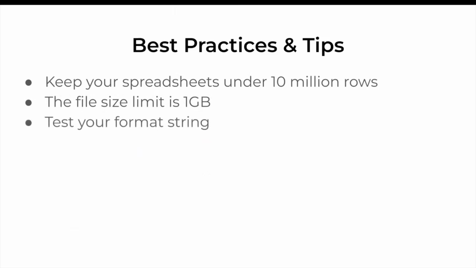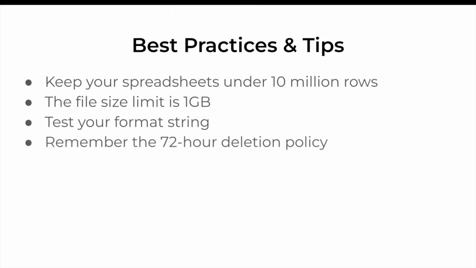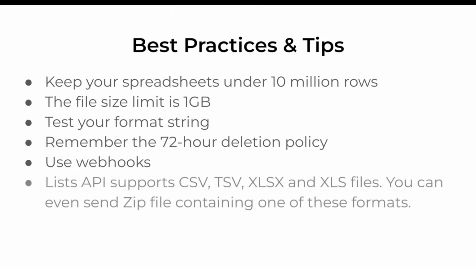3. Test your format string with a small sample spreadsheet first. If you use the exact same format in the sample, this might help you catch any potential formatting issues before you send the final job. That way there are no surprises in your results. 4. Remember that 72-hour deletion policy. Download your results promptly. 5. Use webhooks for long-running jobs so you don't have to keep checking your status. The API supports CSV, TSV, XLS, XLSX, and even zip files containing one of these formats.